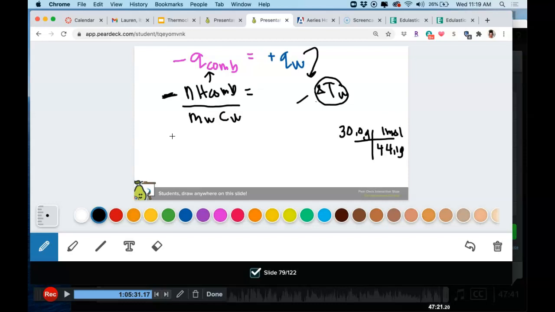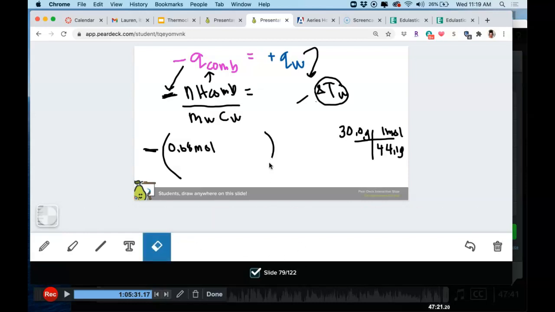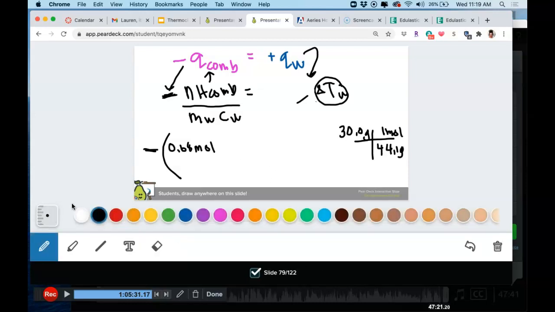You're burning 30 grams of it, and it's 44.1 grams per mole. That's its molar mass. So that's how you'll get the moles of propane. I'm going to put that minus here again. This is that negative opposite because the combustion reaction is losing heat. So the moles is 0.68 moles.